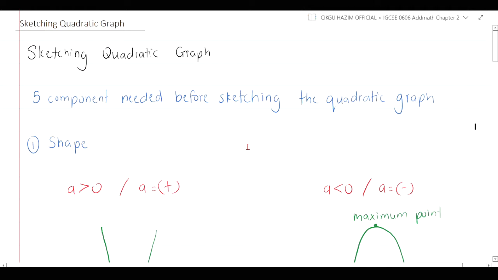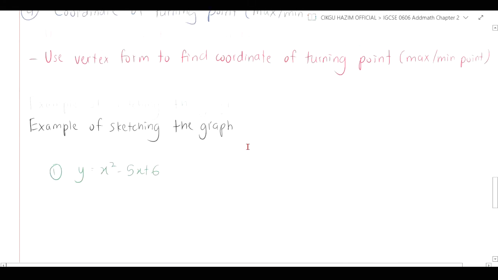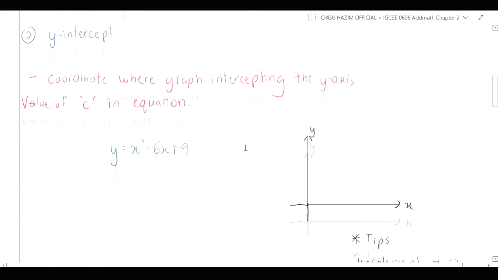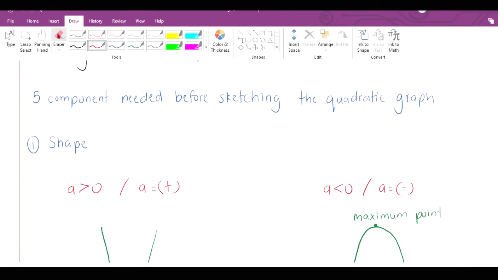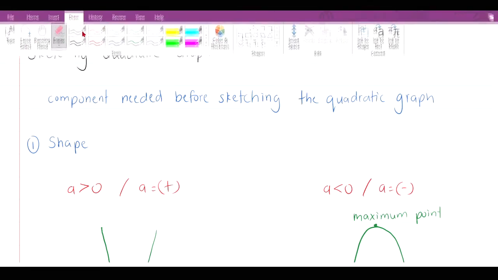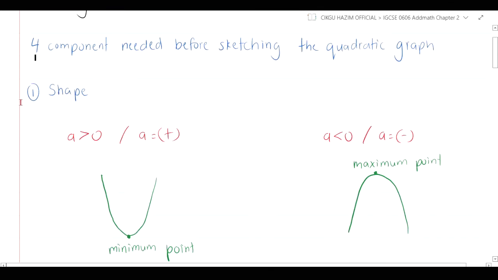Okay, so to sketch this quadratic graph here, you need to know about 5 components, 5 or 4, I'm not sure. I think what I wrote here is 4, but I put there is 5, but it's okay, no problem. Still, it's an easy component. You just need to identify these things one by one to make sure that you get the correct and precise quadratic graph. So these 4 components here are needed before sketching the graph. What is the first one? The first one is the shape of the graph.